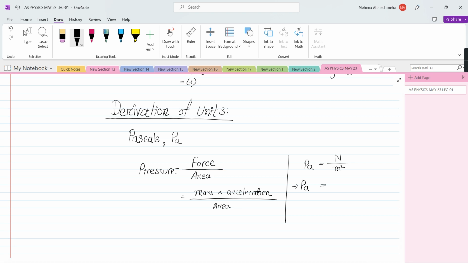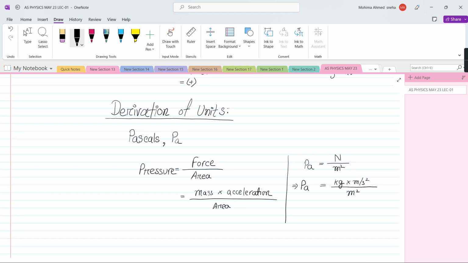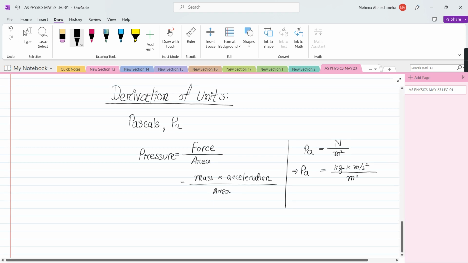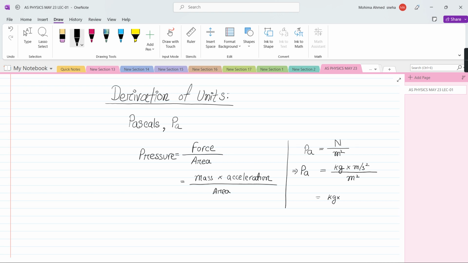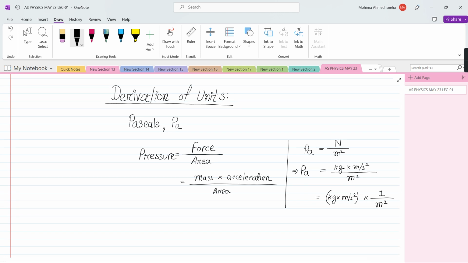You can break down Newton into mass in kg and acceleration in meter per second square, over area in meter square. For the numerator, there is going to be a little bit of maths again. I'm going to write the denominator separately and the numerator separately. Is that kg into meter per second square, multiplied with 1 over meter square. Is this clear up to this level? Any questions? How did I separate the m square separately?